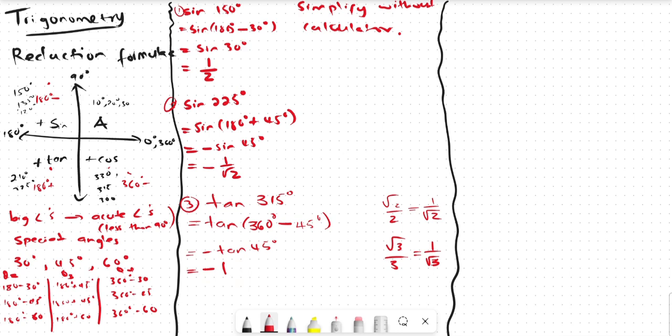Now, I'm going to stop here. We are not done. Please go to the next lesson. In the next lesson, I will explain further, looking at 90 plus and 90 minus, and we'll also do a complete question.